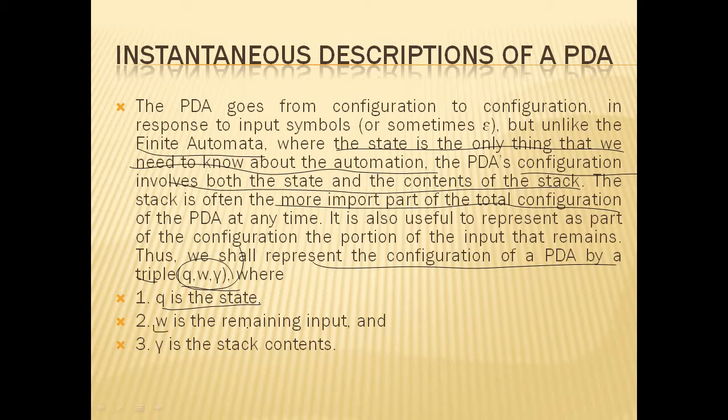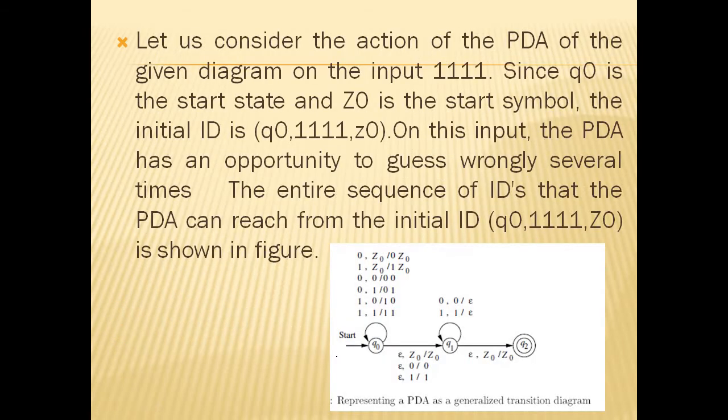W is the remaining input. What is the remaining input we are having? Assume if I have input like 1 and I started with 1, then what is the remaining input? That will be represented with W. And gamma is the stack contents. Whatever the stack contents it contains, it will show. Okay, so it is about instantaneous descriptions of a PDA.